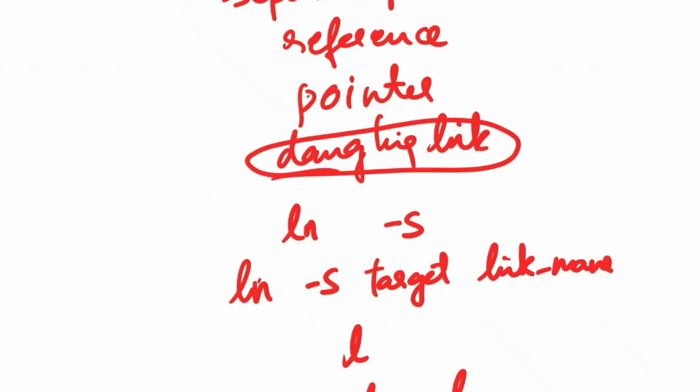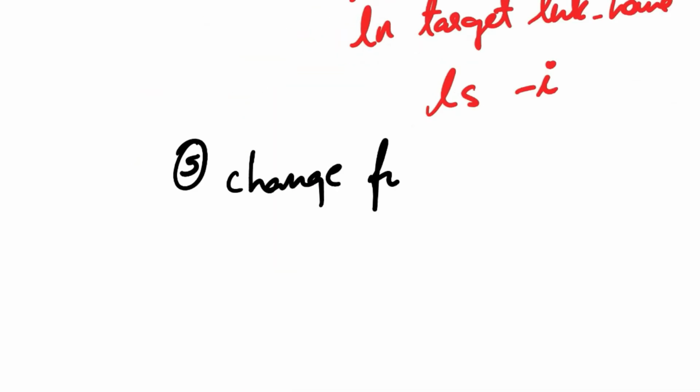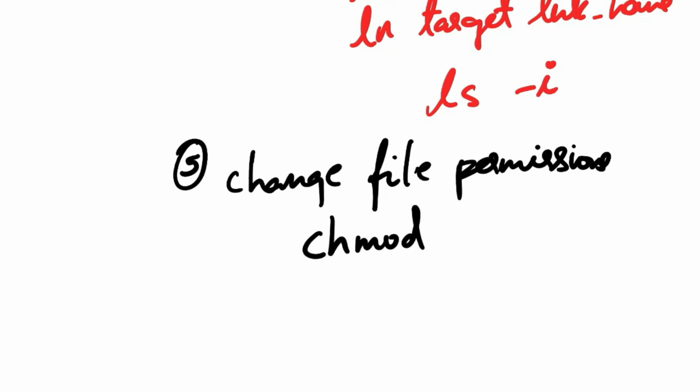Let's go to the next question. How do you change file permissions in Linux using the command line? So in Linux, you can change the file permissions using the chmod command in the command line. This command allows you to modify the read, write, and execute permissions for files and directories. Let's see how to use it.